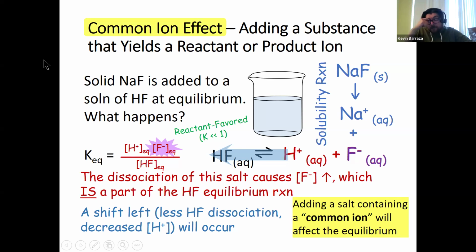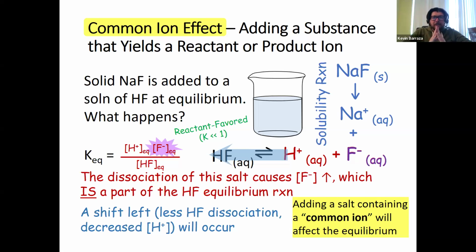This is called the common ion effect. Adding a salt containing a common ion, something that's in common with what's dissolved in the beaker and what's being added, will affect the equilibrium. What we saw is that if I had a solution of HF dissolved in a beaker, if I add NaF, the dissolving NaF will affect the product side of the acid reaction.